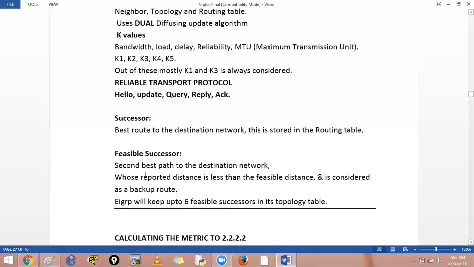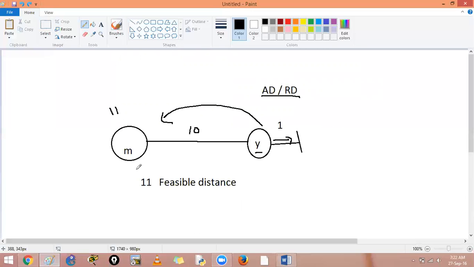But this is what the feasible successor criteria is: a path whose reported distance is less than the feasible distance. So if I have a better path, then I will choose it, and that will be considered as a backup route. Now EIGRP is the only protocol, as far as I know, that can do unequal cost path load balancing. What do I mean by that?